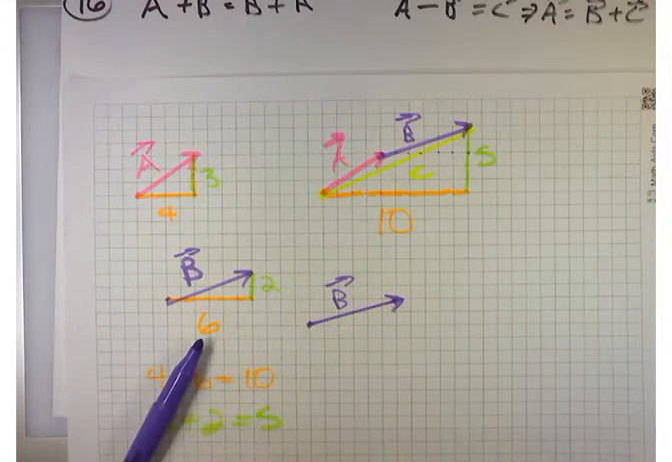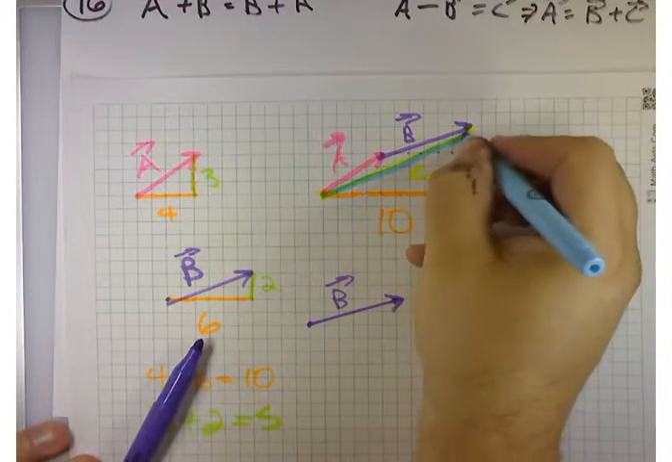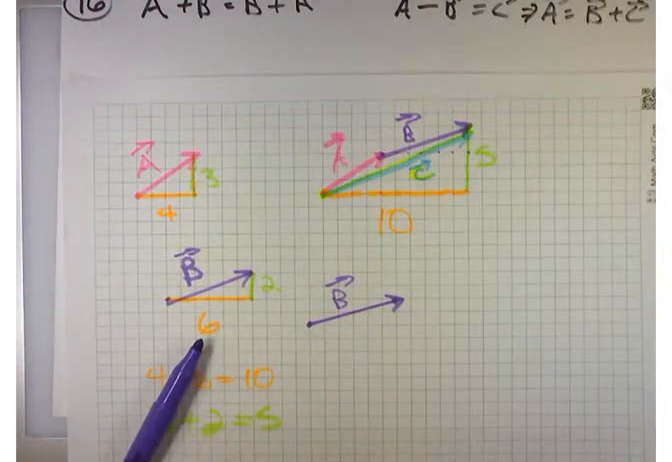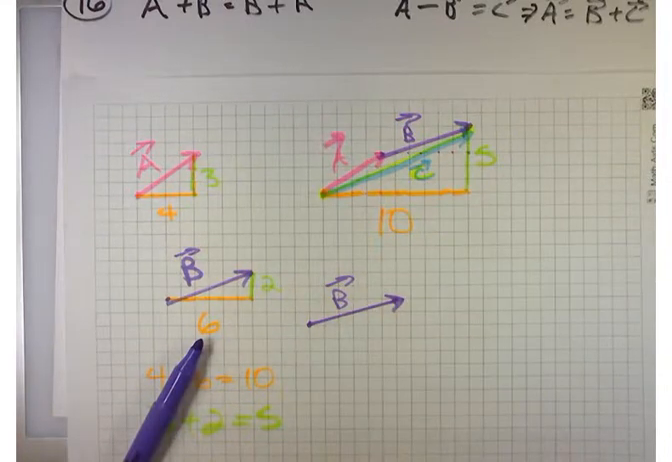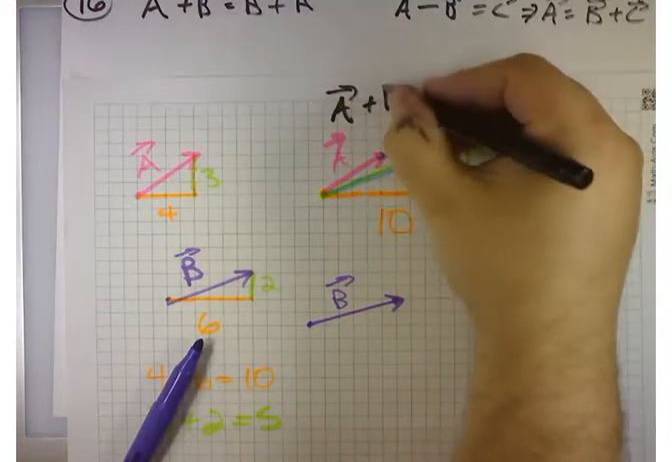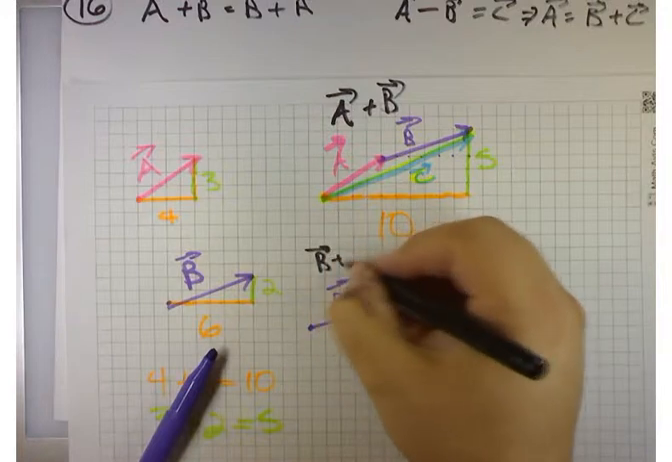It's kind of hard to see, but it's there. Maybe we'll use blue for C. That might be better to see. Okay? So now what do I do? Well, this right here is going to be A plus B. And so this next one's going to be B plus A.